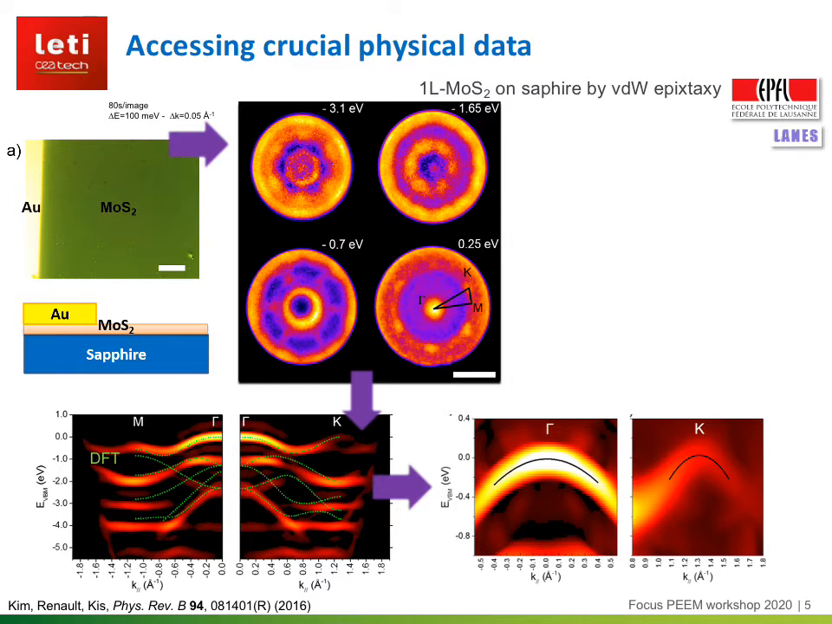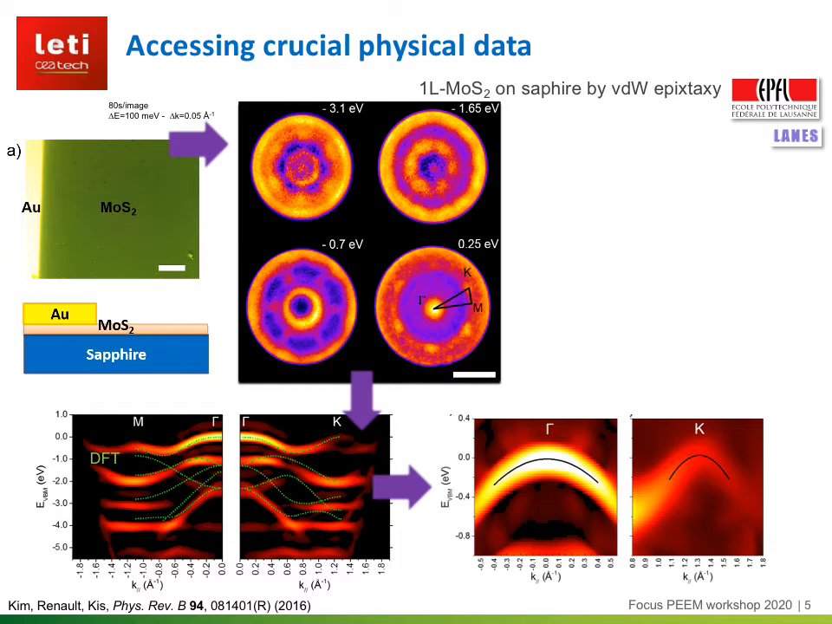So band structure analysis helps you access crucial physical data. And I will be illustrating this by a study that has been published some years ago. This is the work we've performed together with EPFL, Professor Kis, on molybdenum disulfide layers deposited onto sapphire. So a heavily insulating substrate.